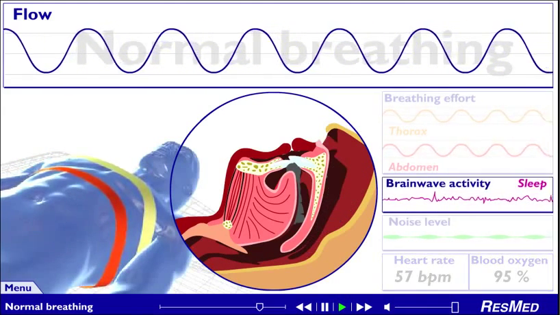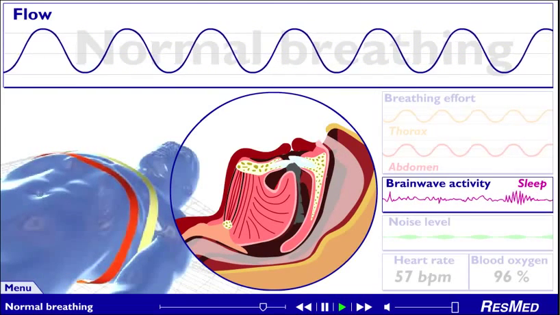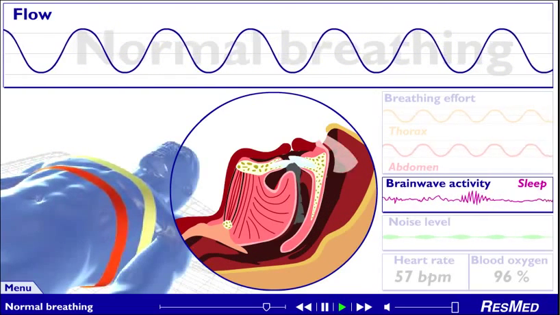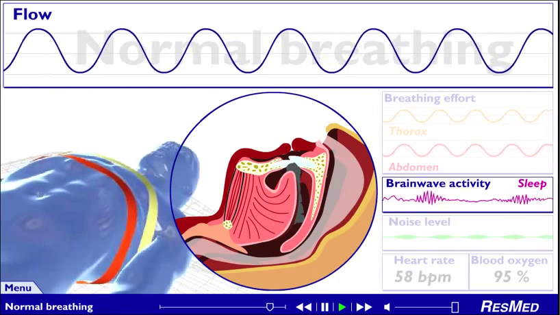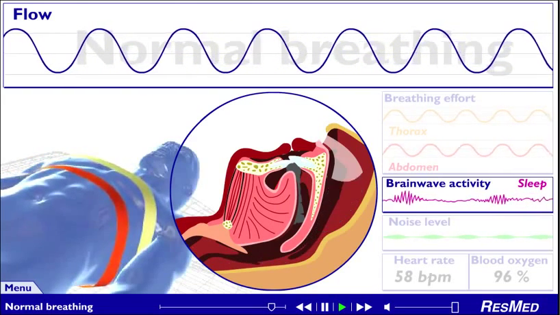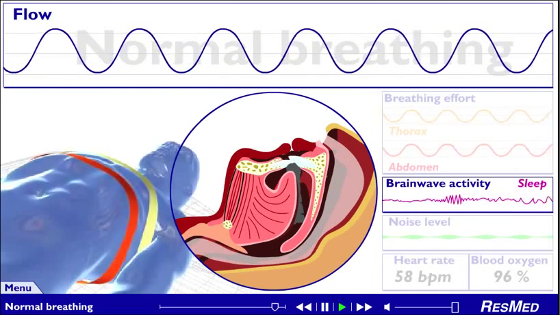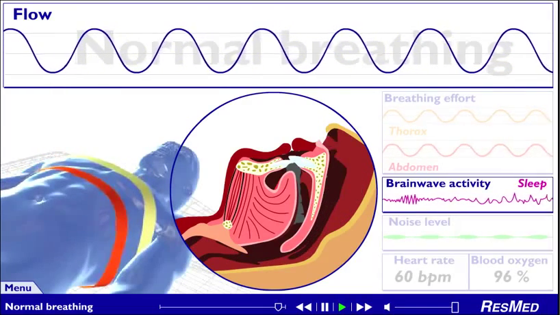As this EEG trace shows, brainwave activity is as it should be during normal sleep. Normal breathing provides adequate oxygen supply so that all the organs can function effectively. You move naturally through the different stages of sleep and get a good night's sleep. You awake refreshed in the morning and are more likely to remain energetic during the day.